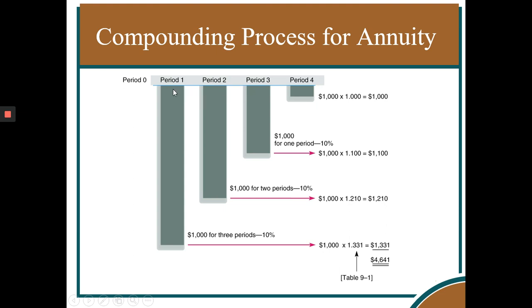So across periods 1, 2, 3, 4, if you add up all together, you'll be getting 4,641. So instead of calculating one by one, you could just use the formula to calculate the total amount.